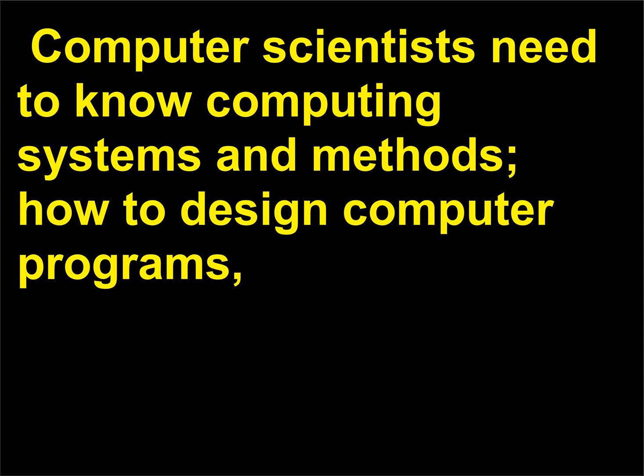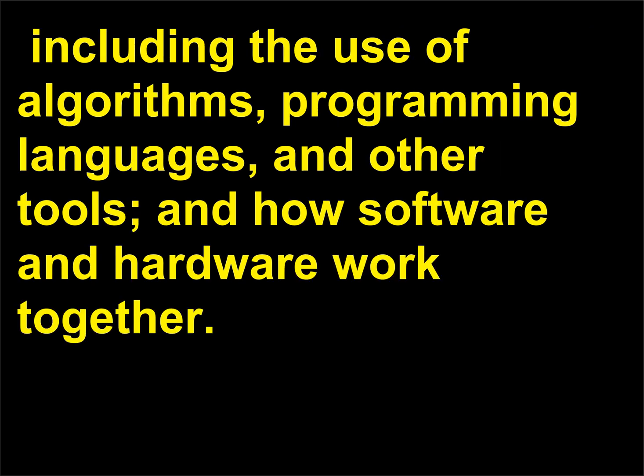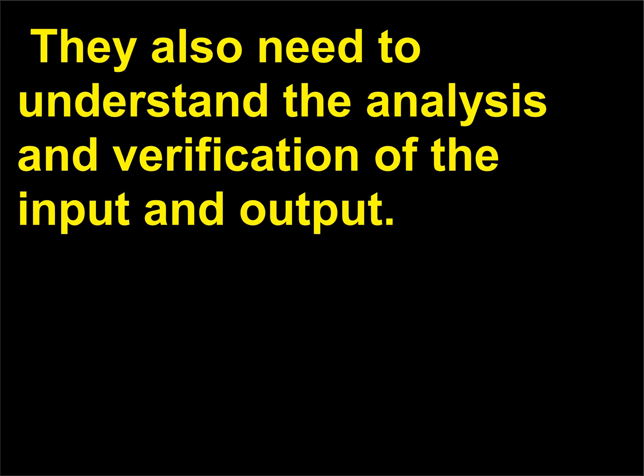Computer scientists need to know computing systems and methods, how to design computer programs, including the use of algorithms, programming languages, and other tools, and how software and hardware work together. They also need to understand the analysis and verification of the input and output.